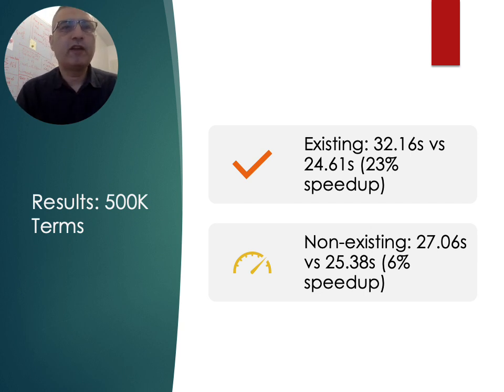Results, 500,000 terms slide. At medium scale, for existing terms, binary search took 32 seconds, while HSA took 24 seconds. For non-existing terms, binary search takes 27 seconds, whereas HSA takes 25, which is 6% faster than binary search. Here, bucket stability remains good, but hashing collisions slightly increase; scanning costs still give meaningful improvements.